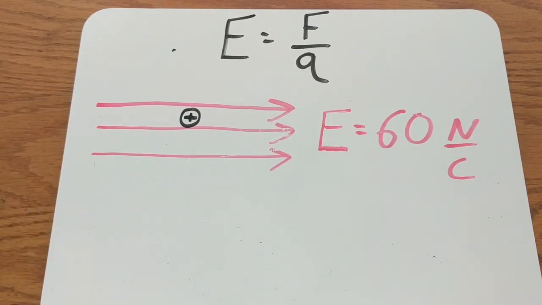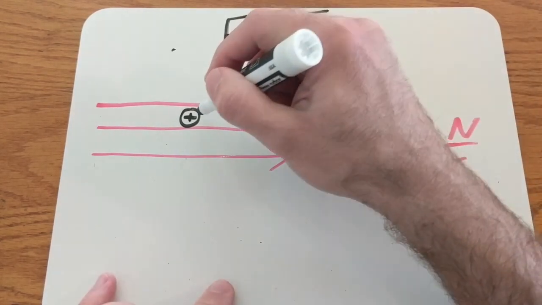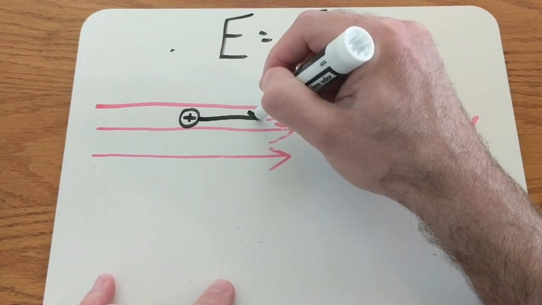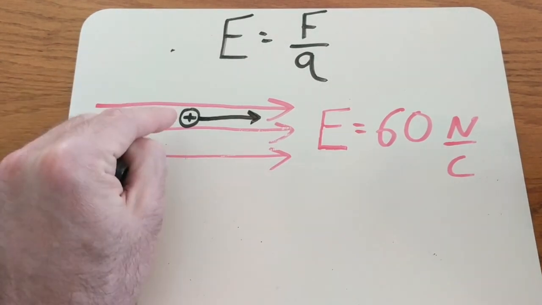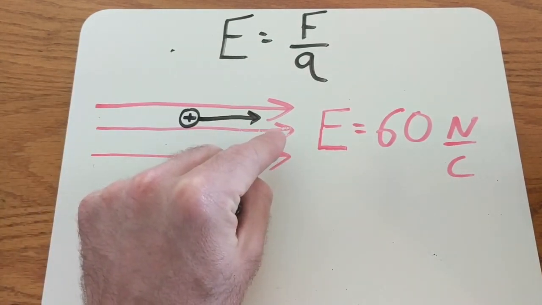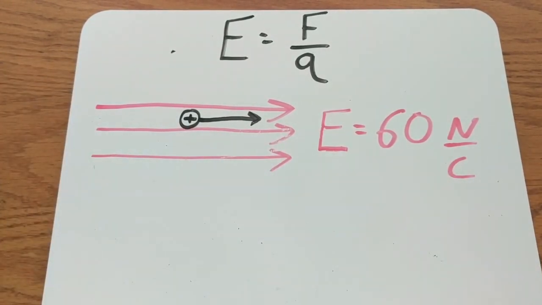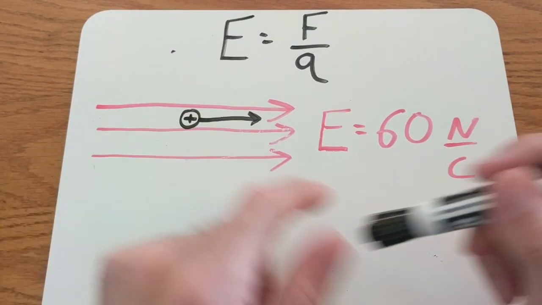Now, we also just figured out that protons go in the direction of electric fields. That's literally the definition of them. Protons move with the electric field. Electrons will go the opposite way. We just saw that. So now we have to figure out how much force this thing is going to feel.